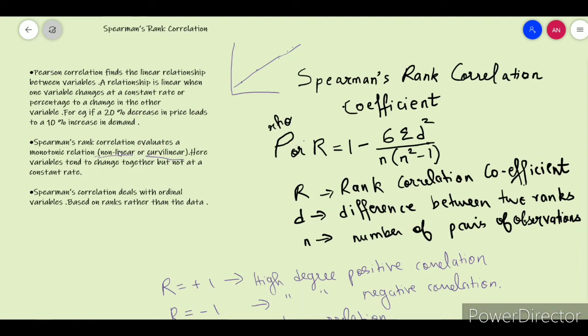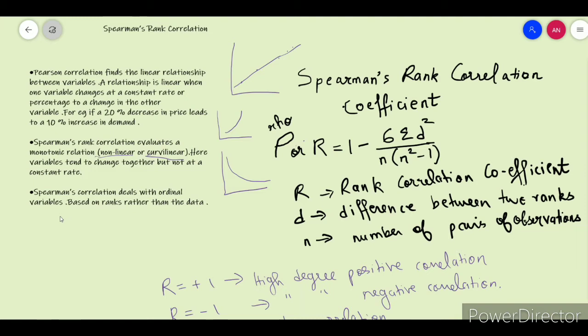So in case of a non-linear relationship, when we plot the relationship on a graph, we might get a curve. It might look like this, or it might go this way, but definitely not a straight line. And another difference is that when using the Pearson correlation coefficient, we are using the actual data.